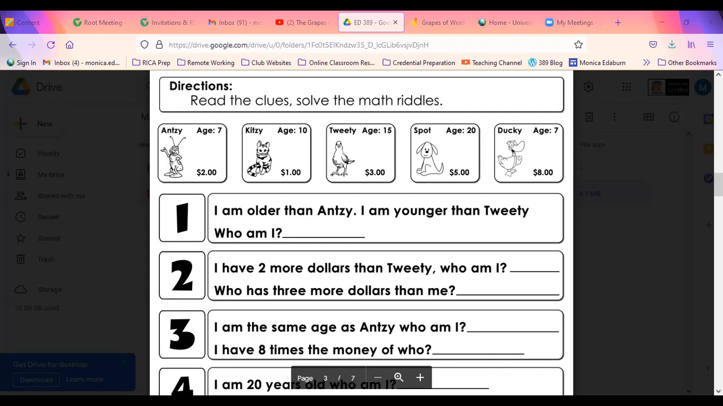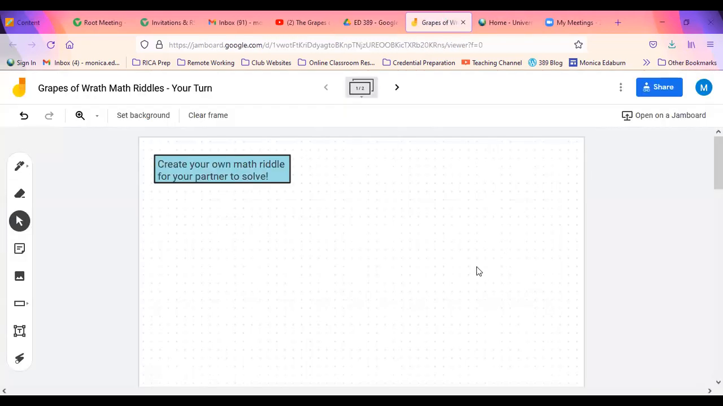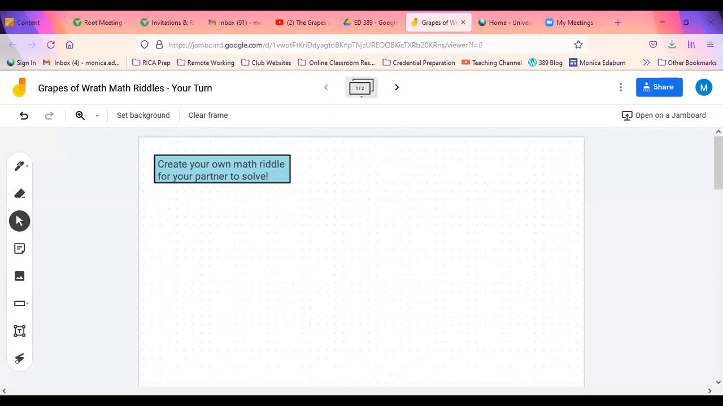And to do this, they can have a blank sheet of paper so they can brainstorm and work through. And then when they're ready to type or write their final copy, I do provide a Jamboard for the students to write their riddle, include any images as manipulatives if they like, and then 2 pages, one for each student. And that's my lesson plan.